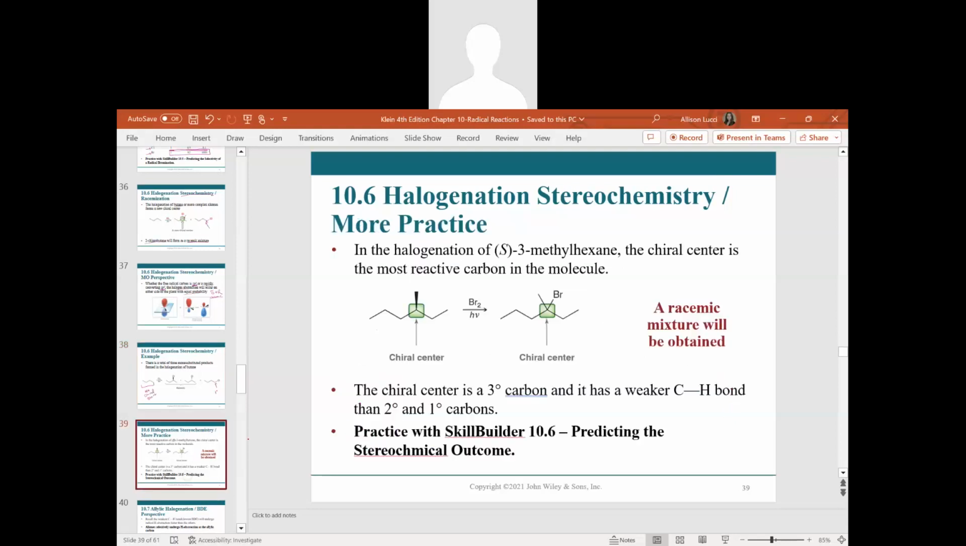But what we see here is you can either create a chiral center or you can have a racemic mixture happen if we already have a chiral center. So this carbon here at the chiral center is the most reactive site because it has the weakest C-H bond. Therefore, the tertiary carbon will be the site where bromination occurs. And we have this S-3-methylhexane as our starting material here, and that chiral center will be brominated, and we would obtain a racemic mixture of both the S and R brominated species.